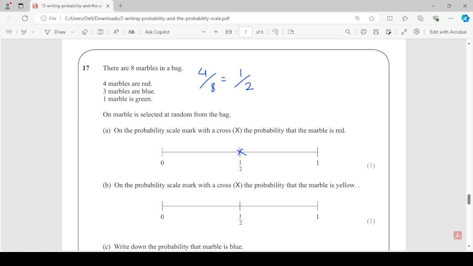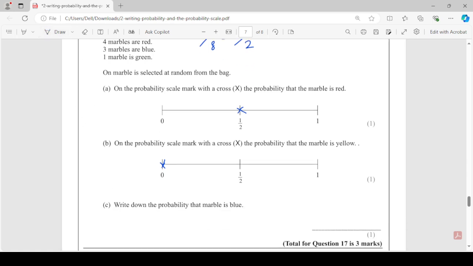On the probability scale, mark with a cross the probability that the marble is yellow. There are no yellow marbles in the bag, so the probability you will get a yellow marble from this bag is 0. That cannot happen. You cannot get a yellow marble from this bag because there are no yellow marbles in the bag. You only have red, blue, and green marbles.